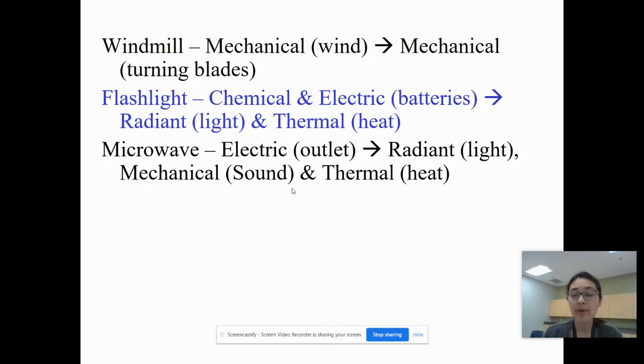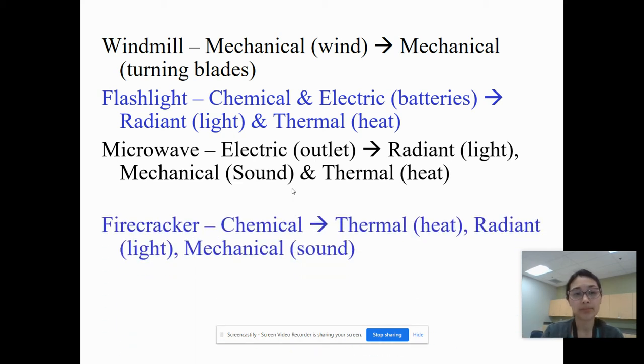A microwave, you have to plug it in. So anything you have to plug in starts with electrical energy, and then it turns into radiant because usually a microwave lights up, mechanical because of the sound or sound energy, and then thermal, of course, because the microwave heats up our food.